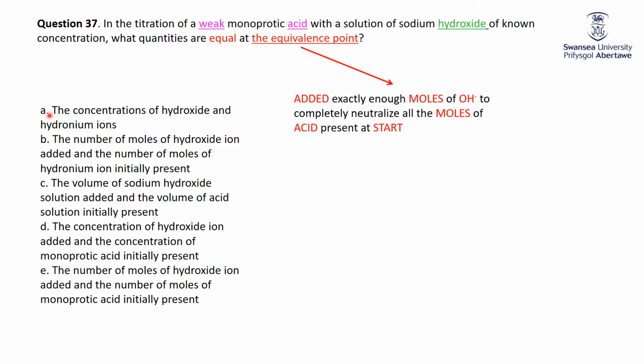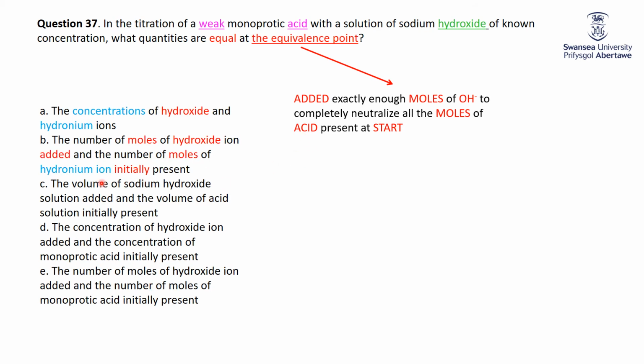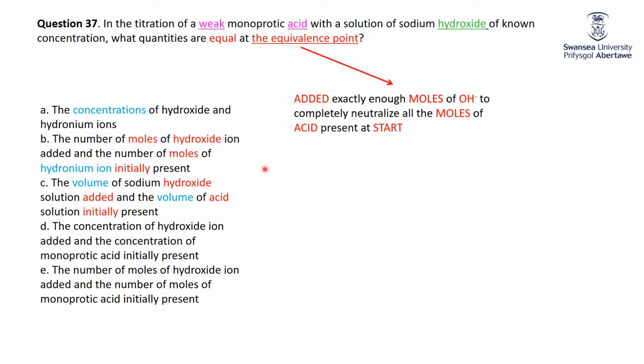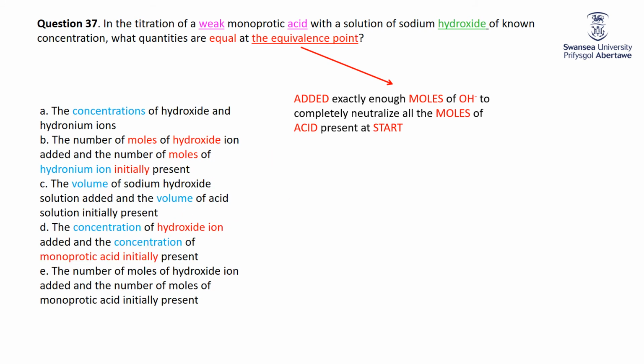Now, as we go through this, A talks about concentrations. No, nothing to do with that. B talks about moles of hydroxide. Oh, that's good. But moles of hydronium ion? No, it's not moles of hydronium ion. It's moles of acid. Volume and volume? No, that's wrong. Concentration and concentration? No, wrong. How about here: moles of hydroxide ion and moles of acid initially present. That looks pretty good to me. So the answer, wading through all that verbiage, is E. At the equivalence point, the moles added is equivalent to the moles with which you started.